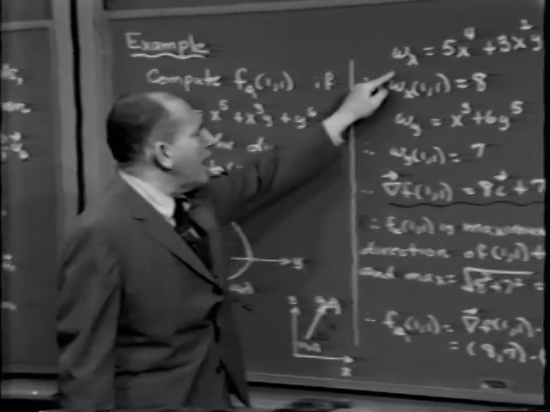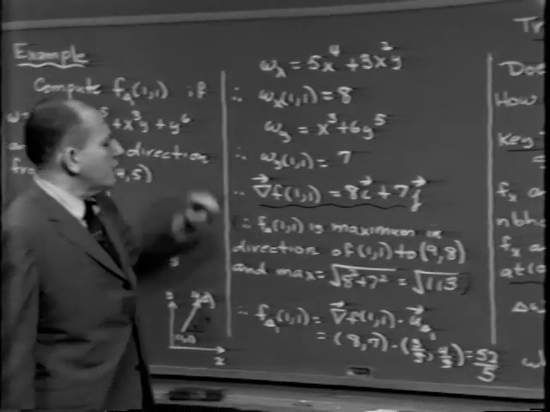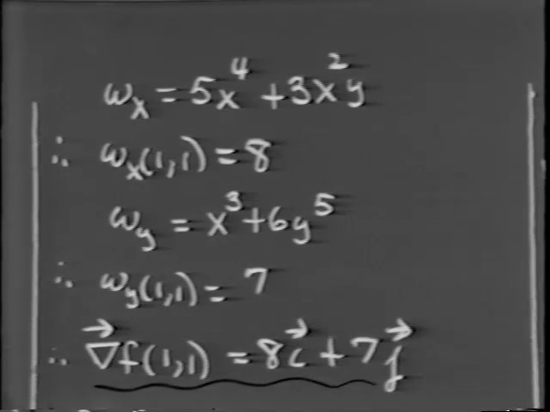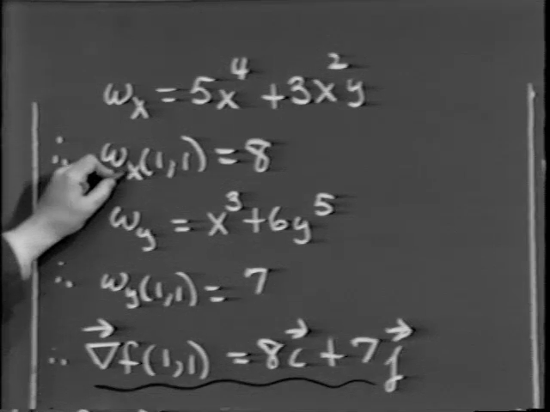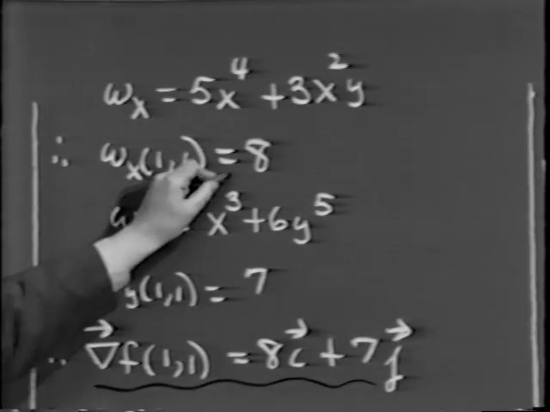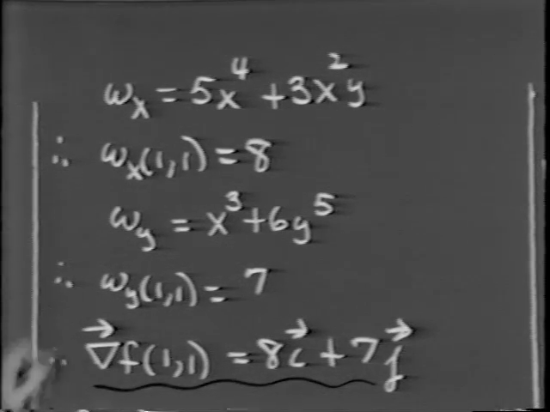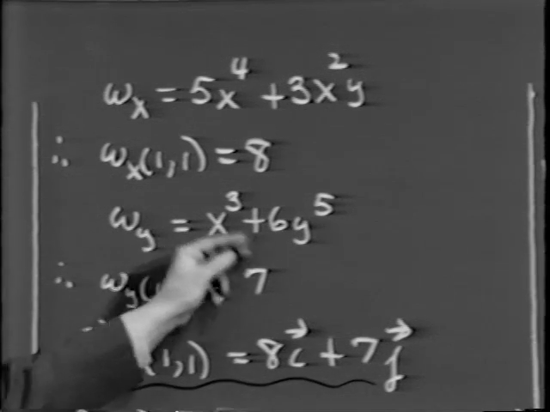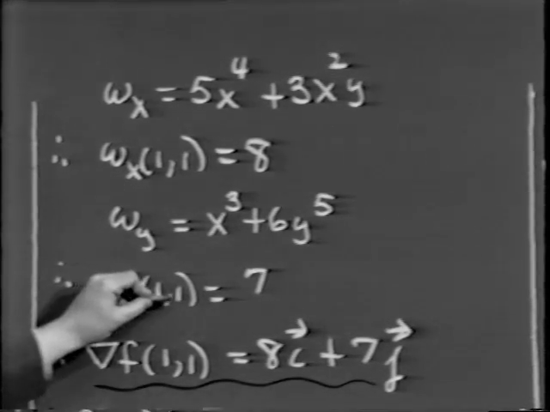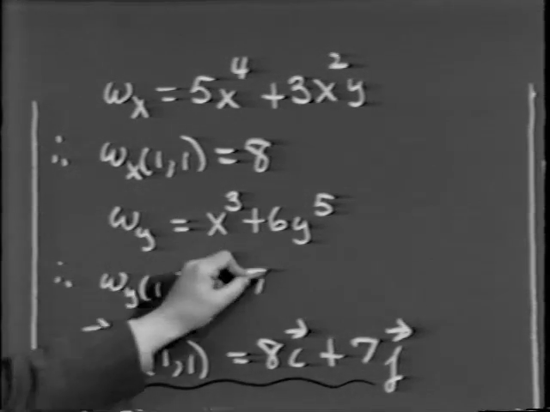At any rate, we obtain that the partial of w with respect to x is 5x to the fourth plus 3x squared y. And so if we compute that at the point (1, 1), when x and y are both 1, this simply turns out to be 8. In a similar way, the partial of w with respect to y is x cubed plus 6y to the fifth. So if we compute that at the point (1, 1), that turns out to be 7.